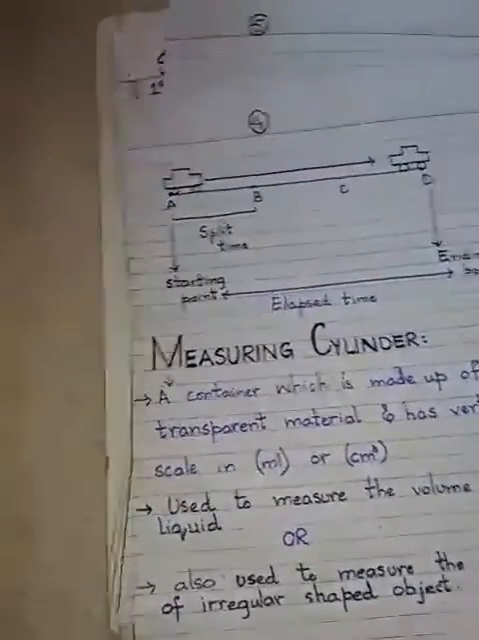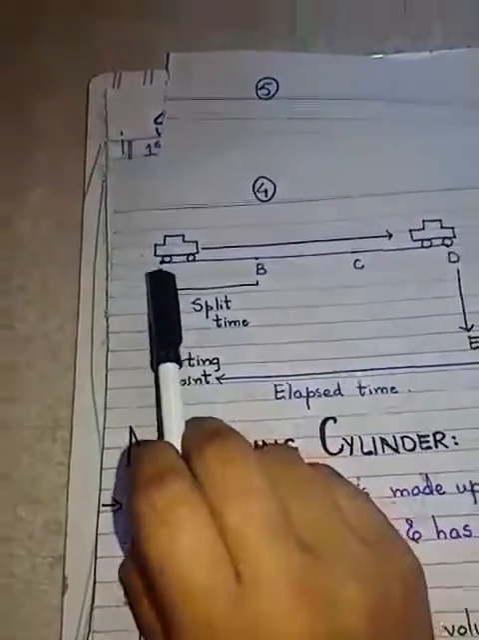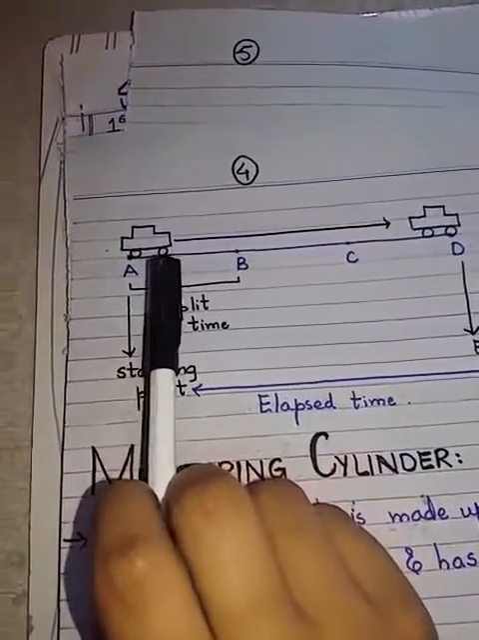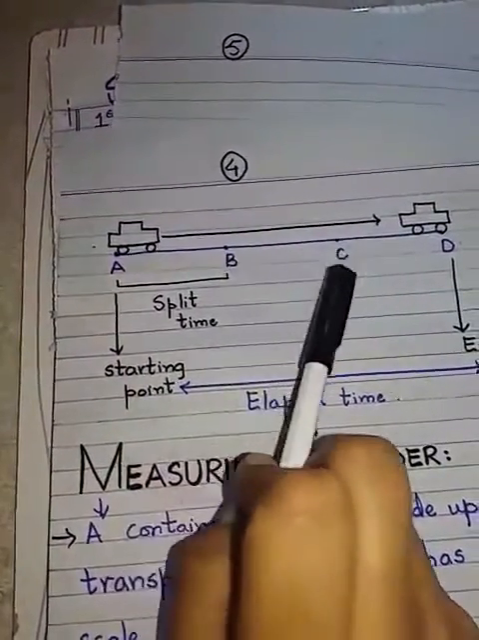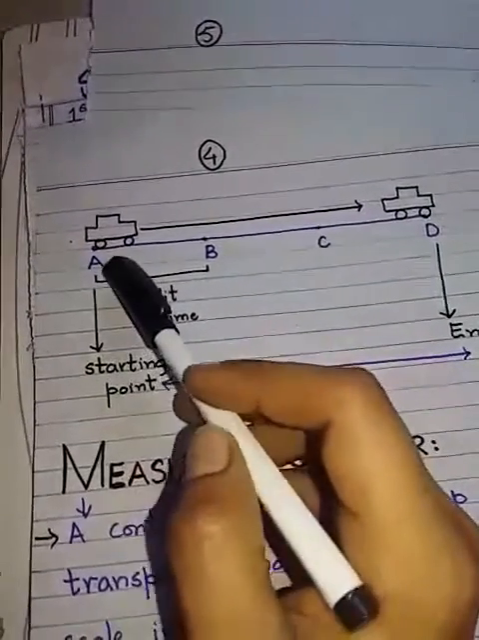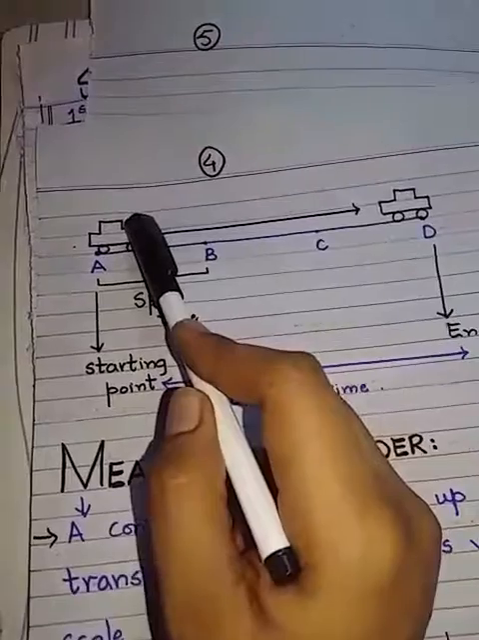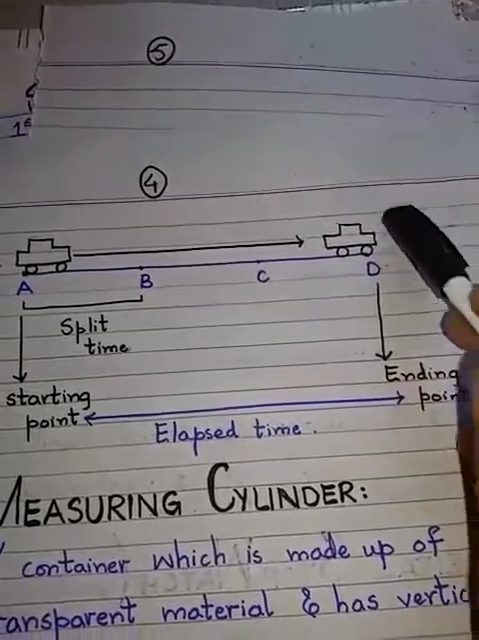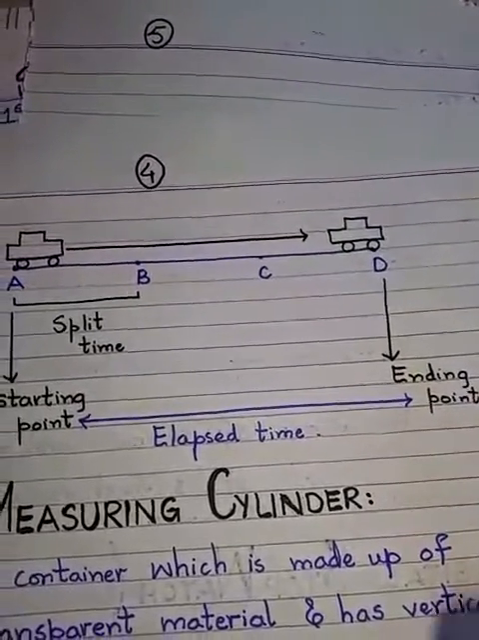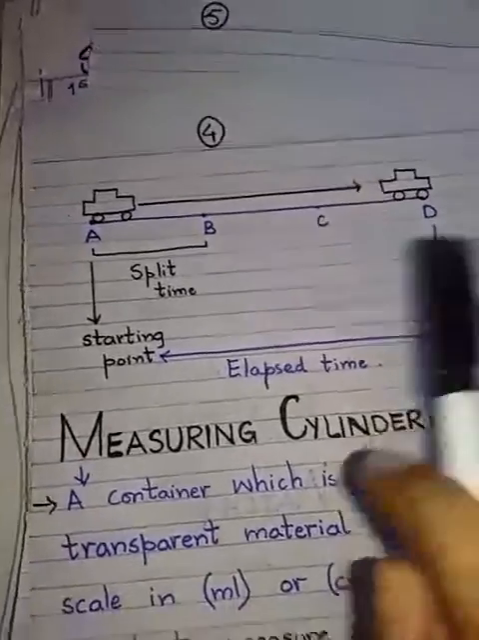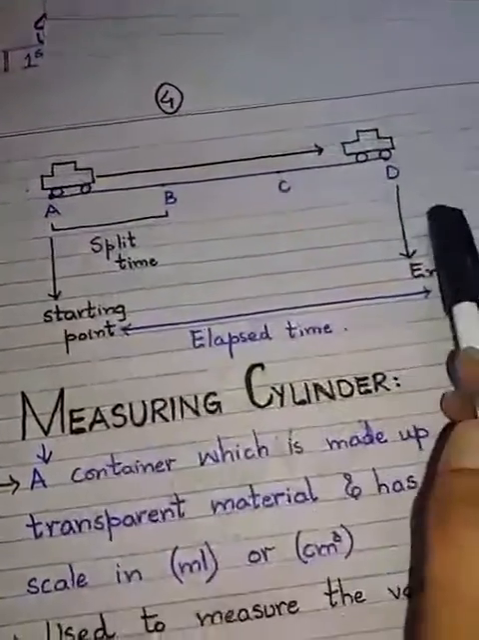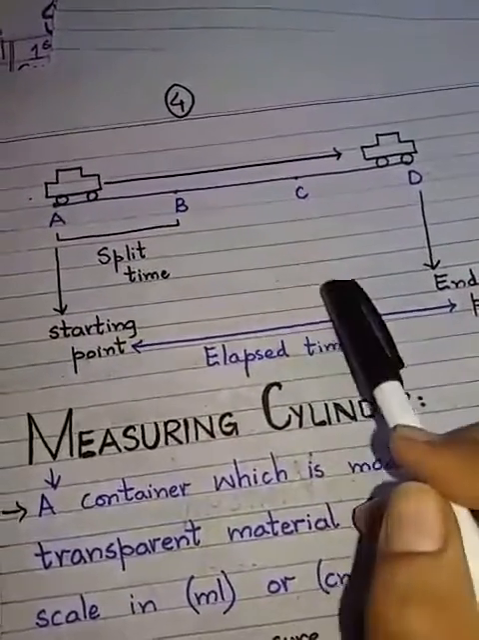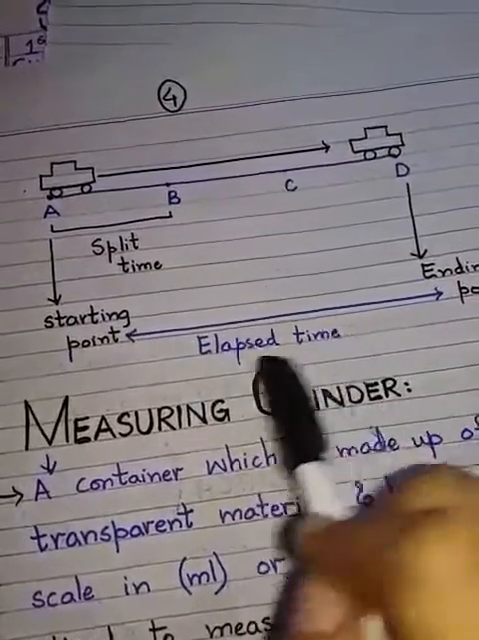Suppose we take an example of a car which starts its motion from point A. With the passage of time, suppose the moving car covers the distance from point A to B, then B to C, then C to D. Suppose A is the starting point of the moving car and D is the ending point, the point at which the car stops. The time period from the starting point A to the ending point D is known as the elapsed time.